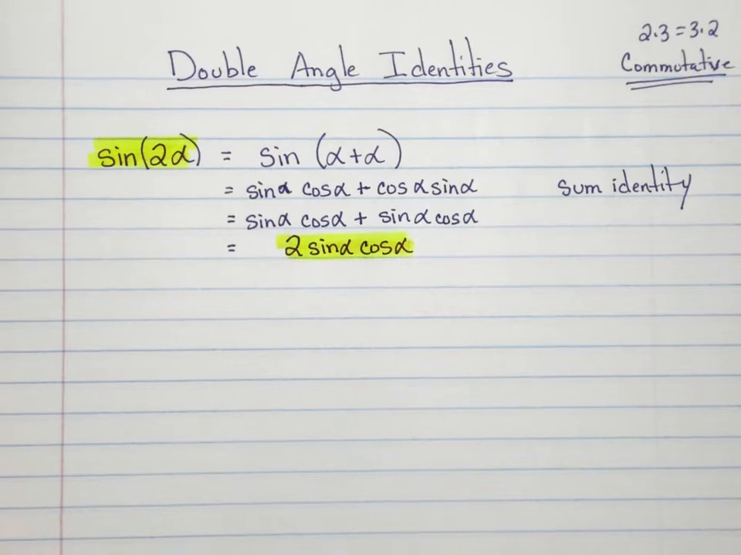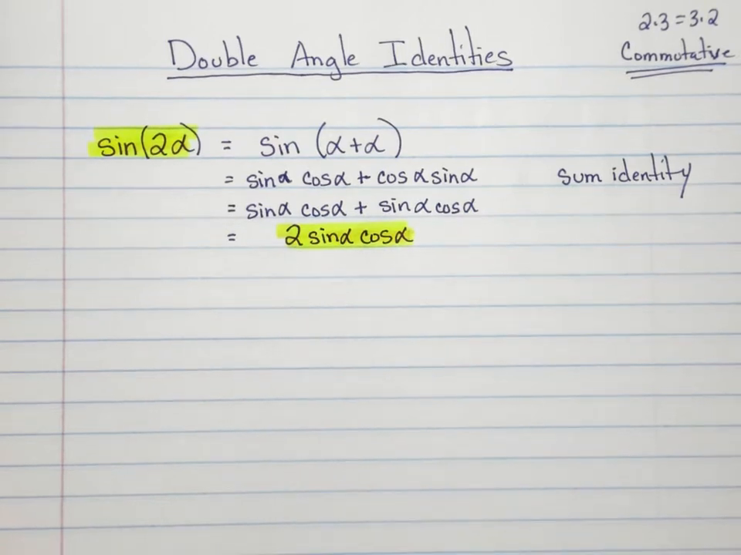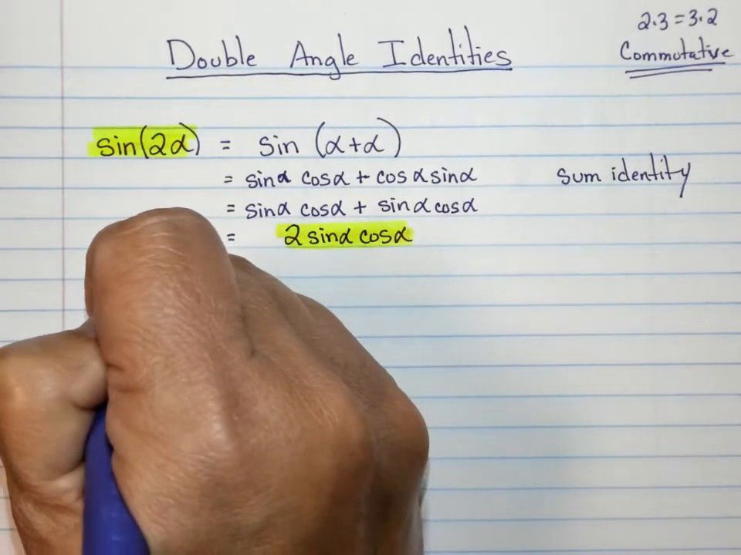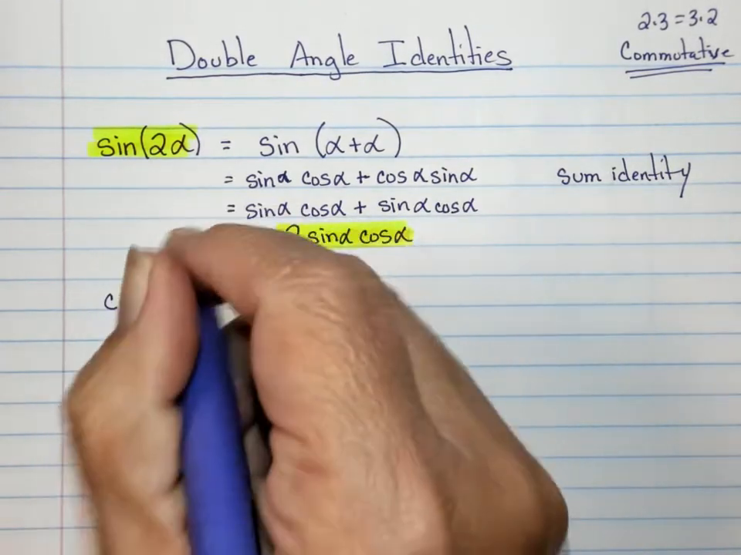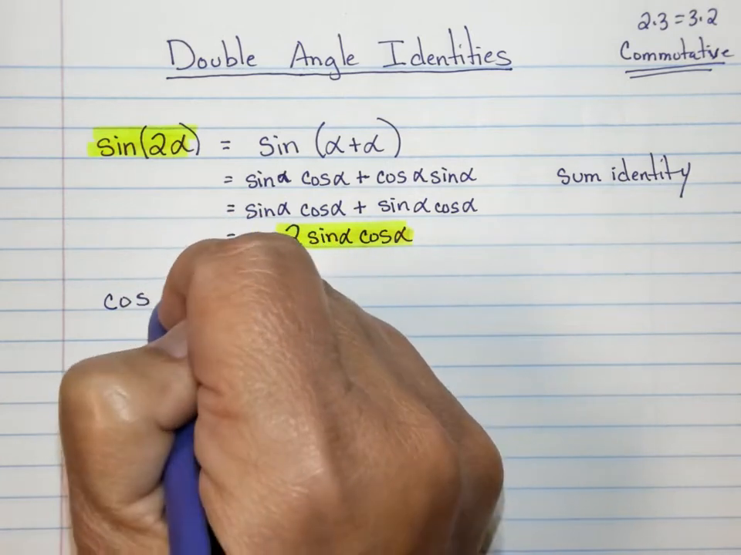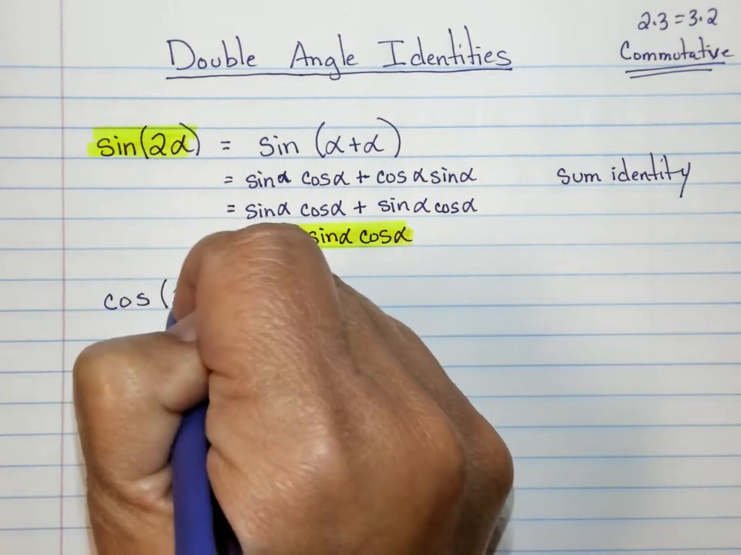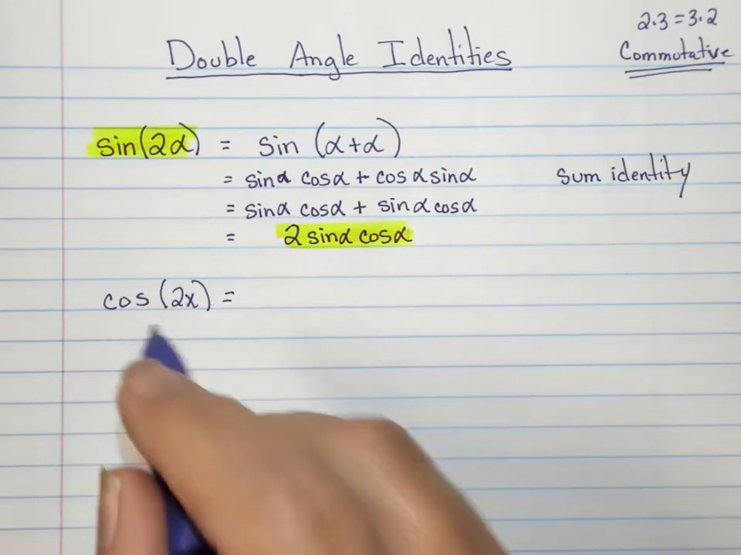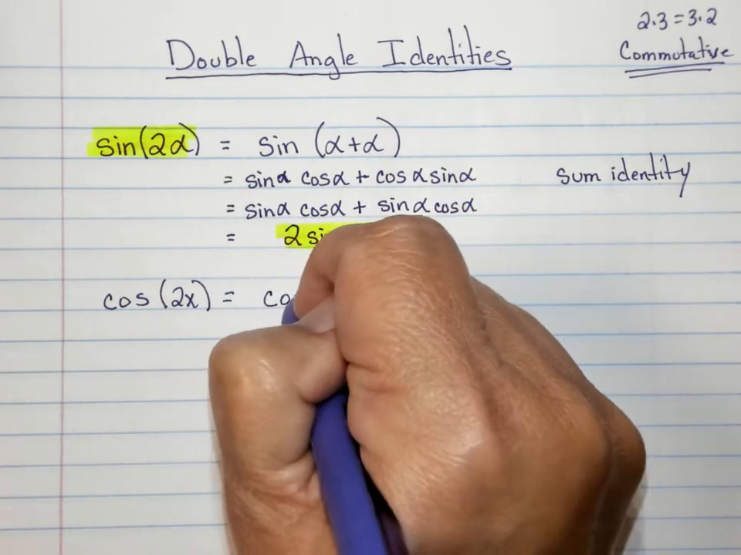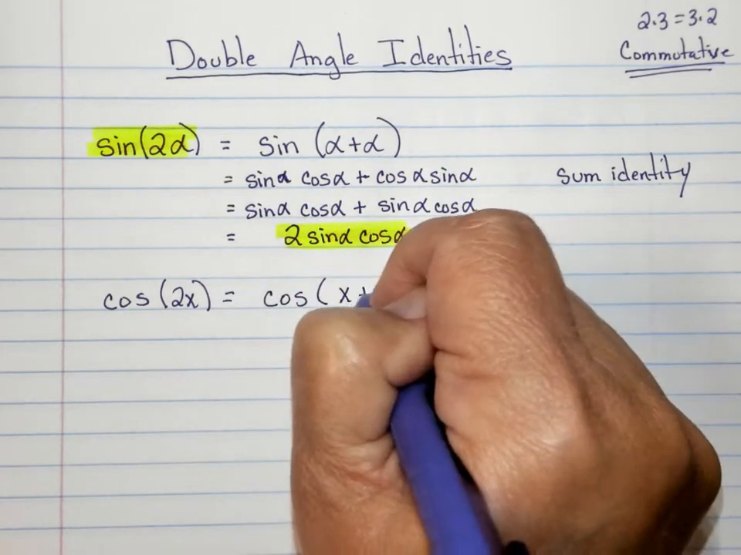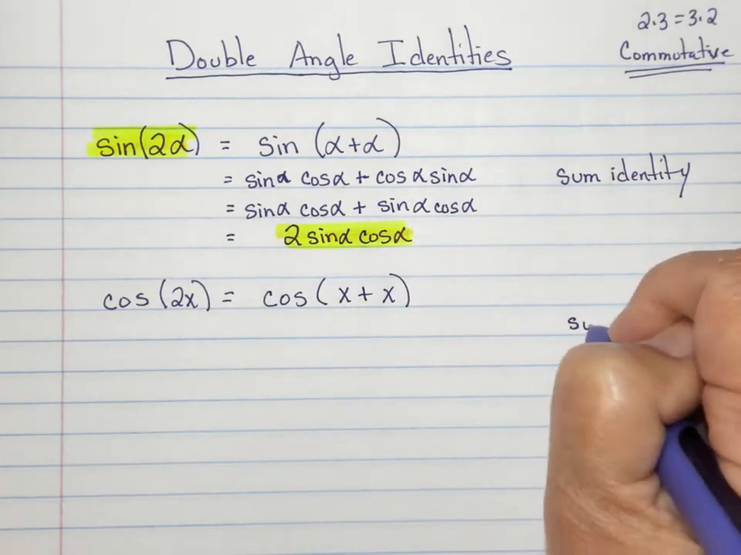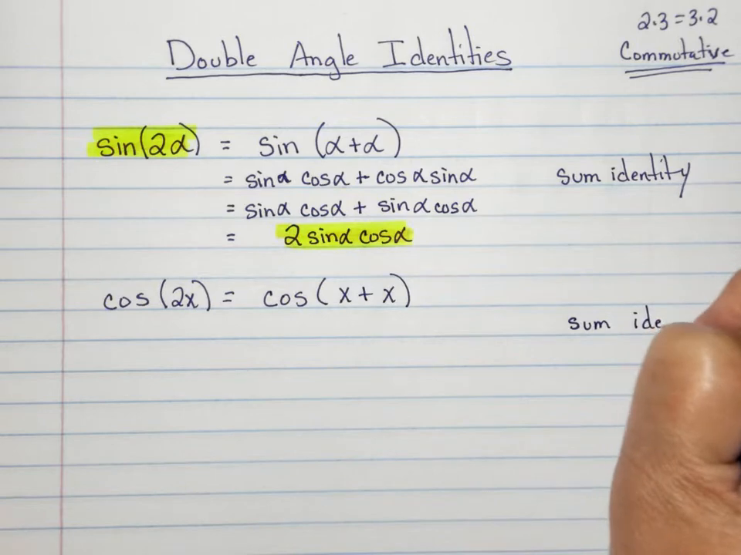Alright, so now let's take cosine. This time I'm going to use an x because I kind of don't like writing alphas. So cosine 2x. So again, let's use that idea that doubling something is the same thing as adding that something plus itself, right? And then we want to expand this out using the sum identity.